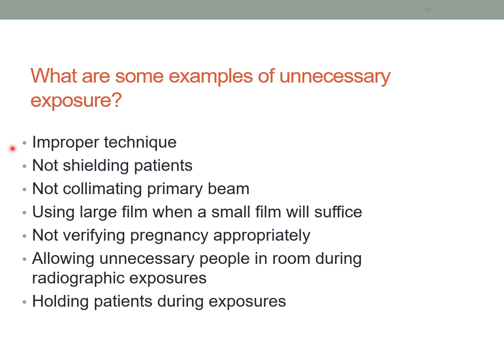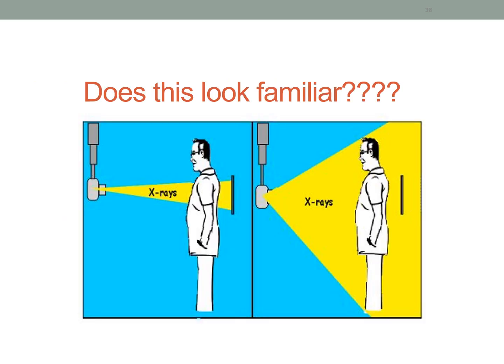Improper technique, not shielding patients, not collimating the primary beam, using large film when a small film will suffice, not verifying pregnancy appropriately, allowing unnecessary people in the room during radiographic exposures, holding the patient during exposures. So this is an example of how we usually take x-rays. This is how we're supposed to do it, and this is how sometimes we kind of just do it already.